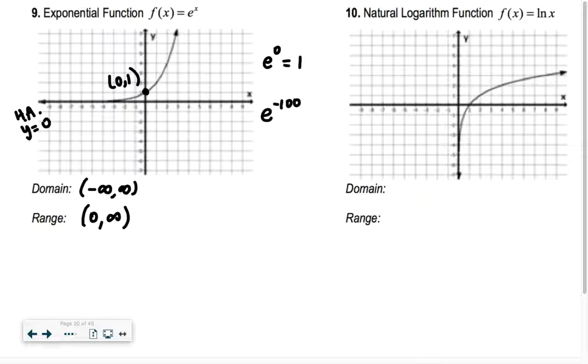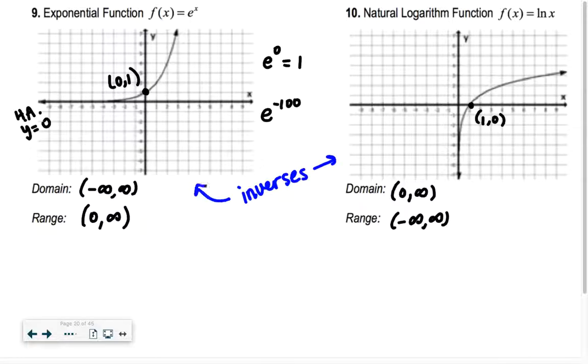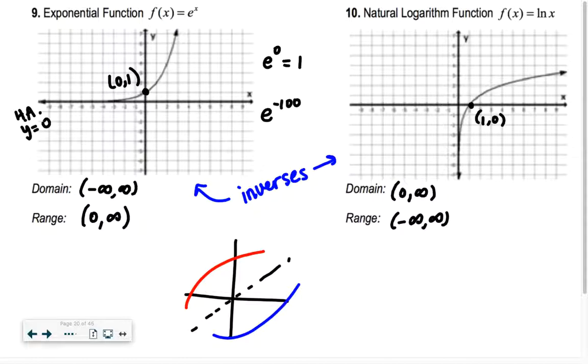All right, so the natural log function. So every log function also looks like this. So we have f of x equals natural log of x. It goes through the point 1, 0. And its domain starts at 0 and goes to infinity. Its range is negative infinity to infinity. These two are inverses. Do you guys remember the word inverses? So what an inverse is, if you have some kind of graph, its inverse is a reflection over the line y equals x. Okay, those two are inverses of each other.